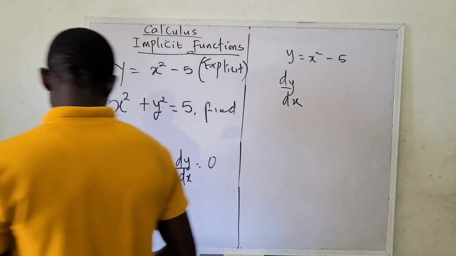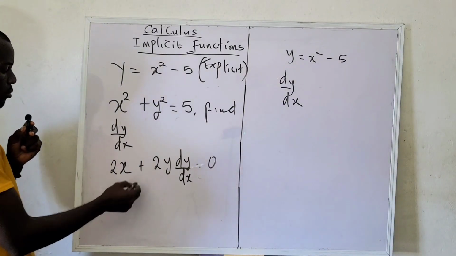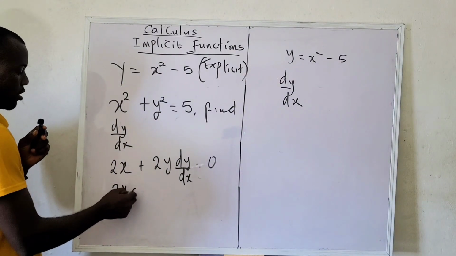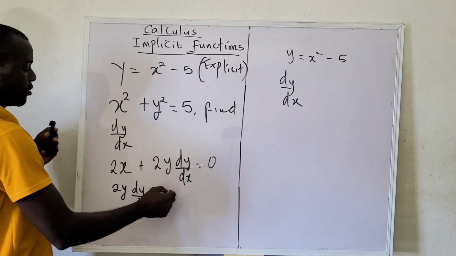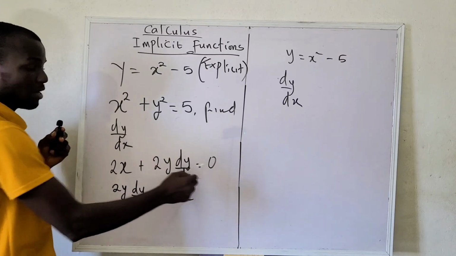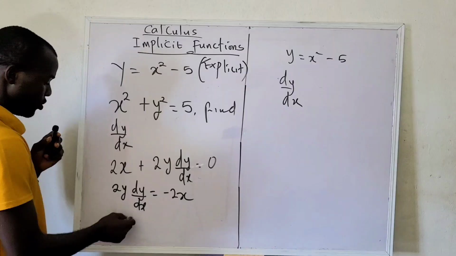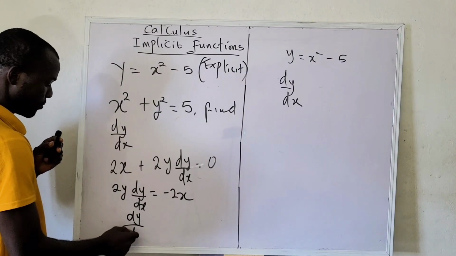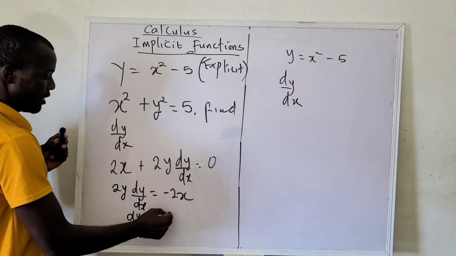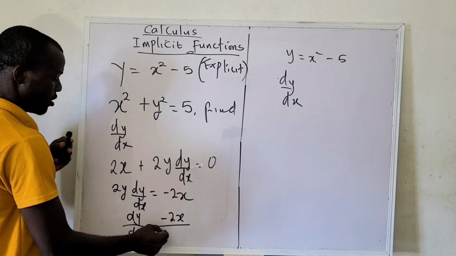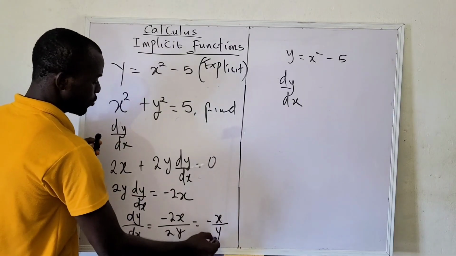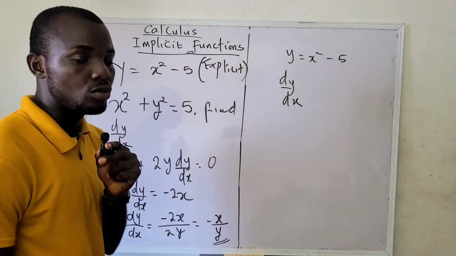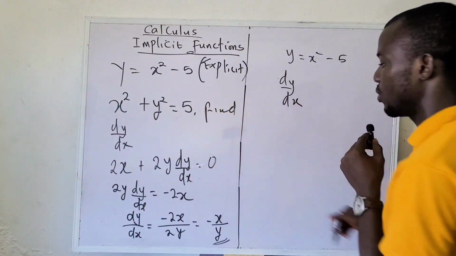And here you would have 2y dy over dx, and then move this one to the other side. That will be minus 2x, and then your dy over dx would be minus 2x over 2y, and that will simply be minus x over y. And that gives you the answer to the question.